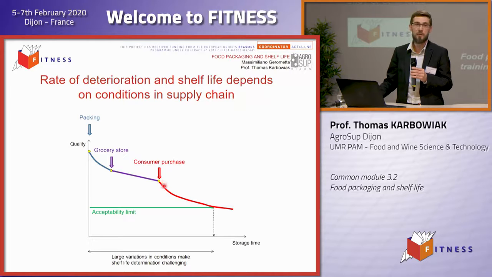And at the consumer level, things happen that we do not know. Sometimes it's well stored, sometimes not. And so the rate of decrease, in that case, depends on which environmental condition will be there. And what's important for defining the shelf life is that you will fix an acceptability limit on this quality level, which will define when the shelf life will be reached.